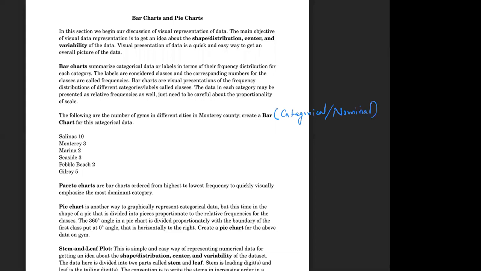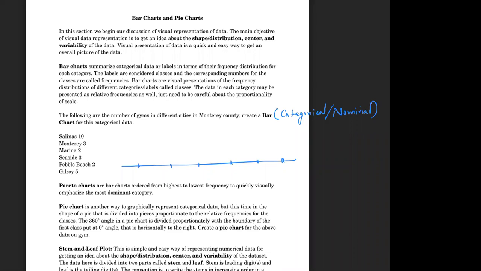Bar chart is something that goes with nominal data. Now look, I draw a line. This is Salinas, so that's where my Salinas is, Monterey is, it doesn't have to be in that order. Marina is, Seaside is, Pebble Beach is, and Gilroy is here. So Salinas has 10 gyms, okay?